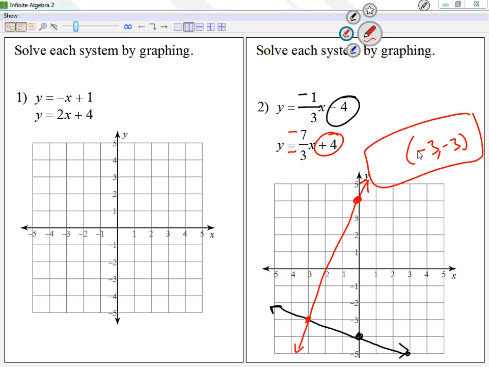So draw the two lines, and your solution is the point of intersection. And those are the values of x and y that make both of the statements true. So any questions for the first 10? No? Which one? 4?